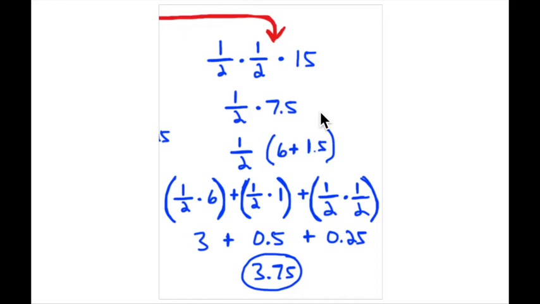1/2 of a number is the same as that number divided by 2, because this 2 is in the denominator. So 1/2 of 6, 1/2 times 6 is the same as 6 divided by that 2. 1/2 of 1 is the same as 1 divided by 2. And 1/2 of 1/2 is the same as, actually this 1/2 divided by 2. That gets a little bit harder to see.